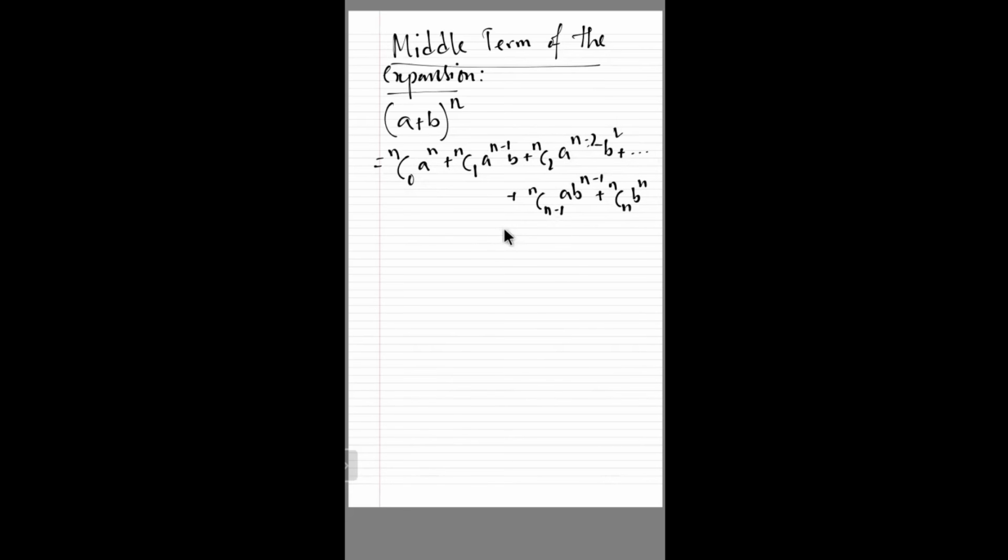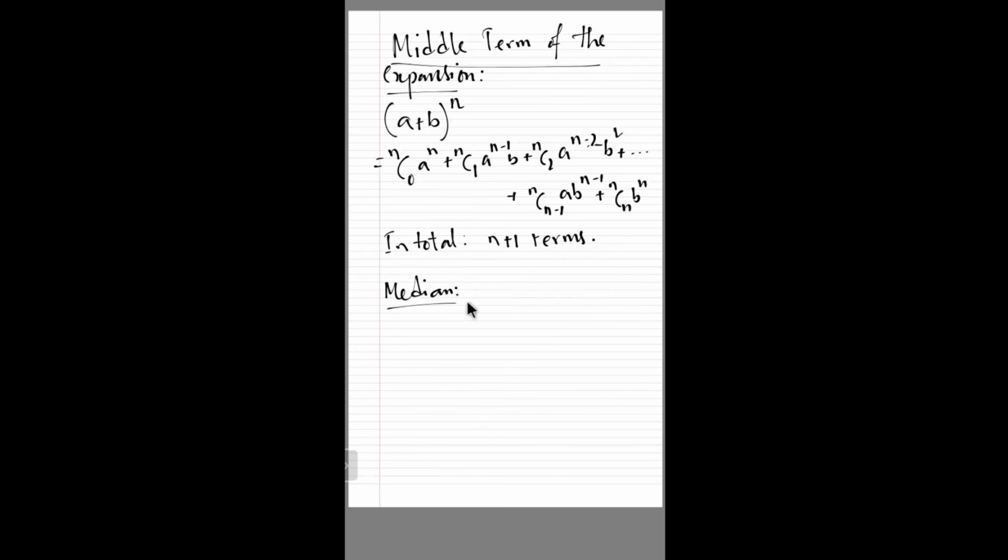Now, suppose we are trying to find the middle term of the expansion. How many terms are there in total? We have n plus 1 terms. Now let us come to the idea of medians.